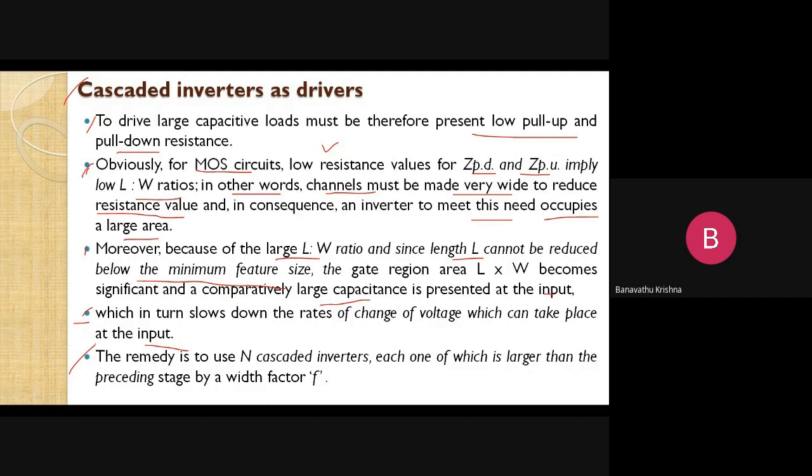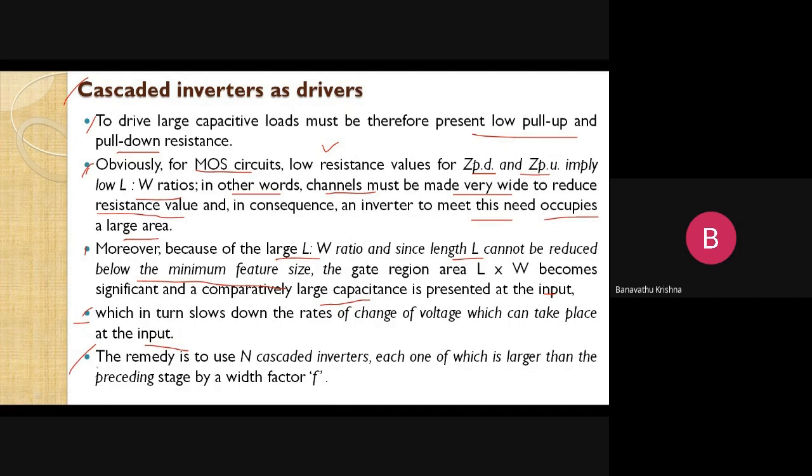So those are having some problems. So how are these problems going to be resolved? The only way here is to use cascaded inverters. Inverters are going to be connected in cascaded form, which means the number of inverters increases in a cascaded way.